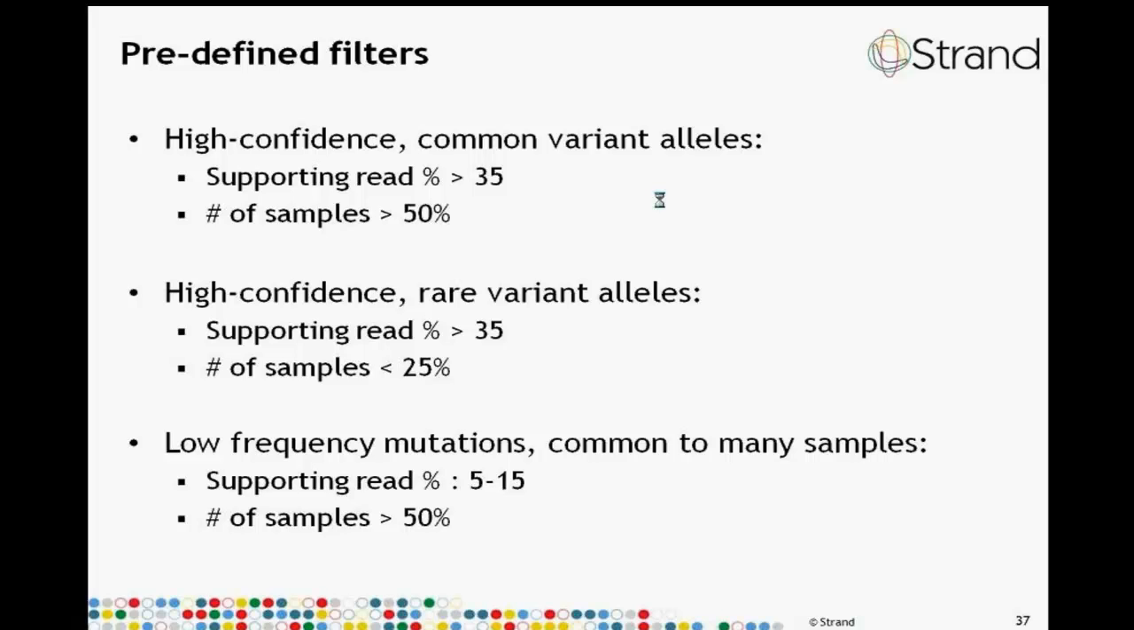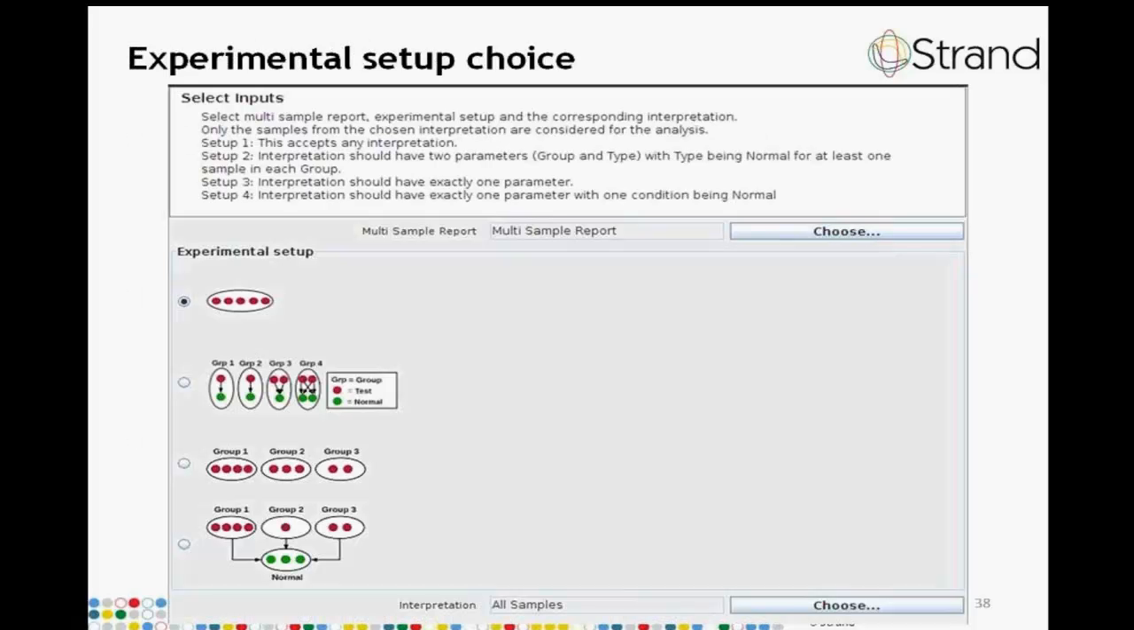And finally, if you're interested in cancer biomarkers, the percentage of supporting reads may be low, but to have confidence in it, we would require it to be present in a large fraction of the samples, and that is what it translates to. These are just what the predefined filter settings are, but you can freely play around with the slider to change the criteria.